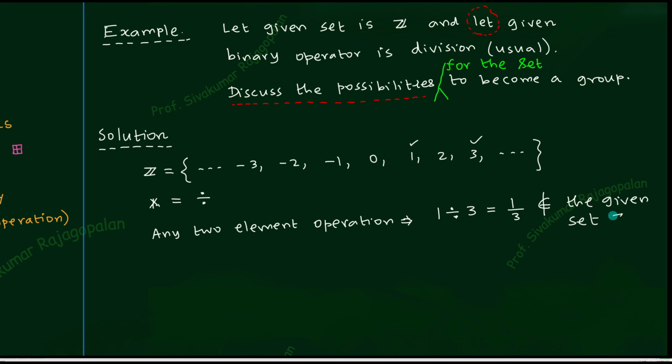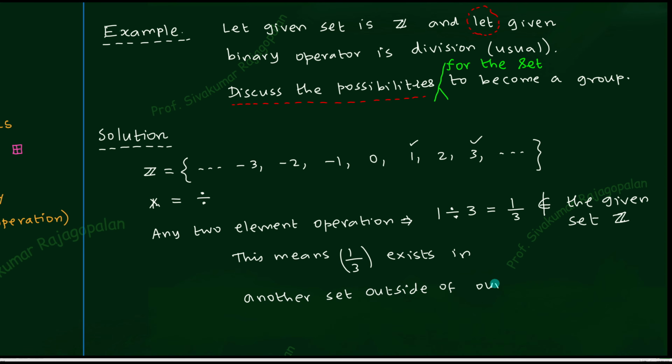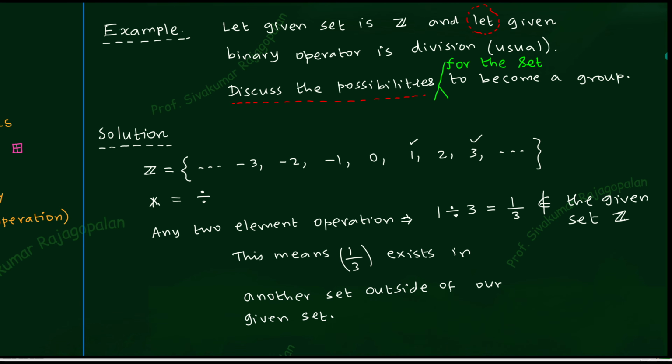What is the given set? Capital Z. So that is what I always say, the set under consideration. In our problem right now, we are considering the set of all integers. This is the set under consideration. So 1 by 3 does not exist in the set. This means that 1 by 3 is existing in some other set. That is the meaning. Does not exist in our set means it is existing in some other set.